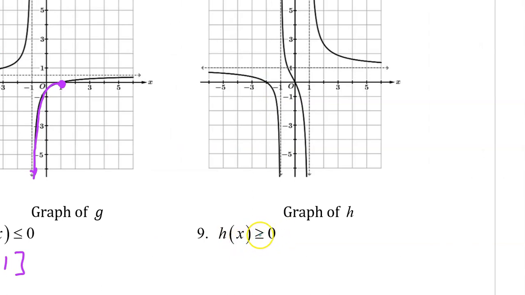Where is h of x greater than or equal to 0? Let's start off with the equal to 0 part. Closed circles, because equal to 0 should be included. Now the greater than part means above the x-axis. So that's going to be this interval right here, and this interval right here, and this entire branch over here, all above the x-axis. So this first interval goes from negative infinity to negative 2.